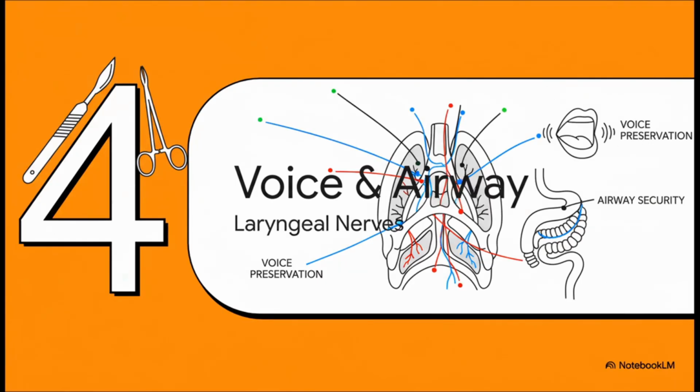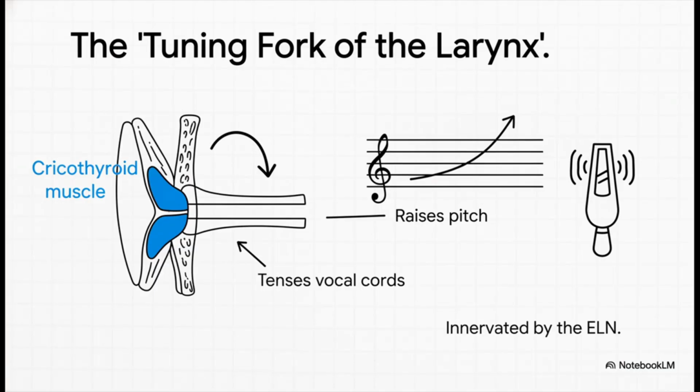Now let's shift gears and talk about the critical surgical anatomy of the larynx. This is an area where knowing your nerves precisely is absolutely paramount for preserving your patient's voice and, in some cases, securing their airway. The cricothyroid muscle is really unique.